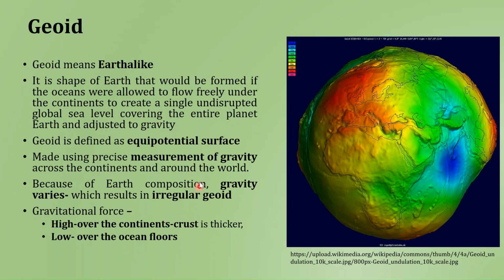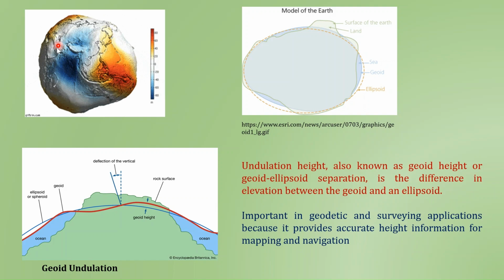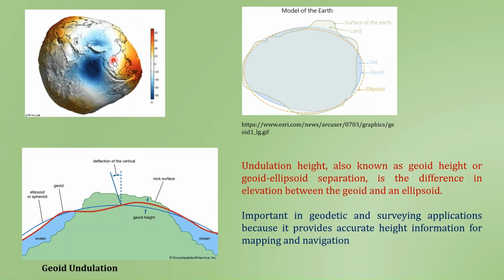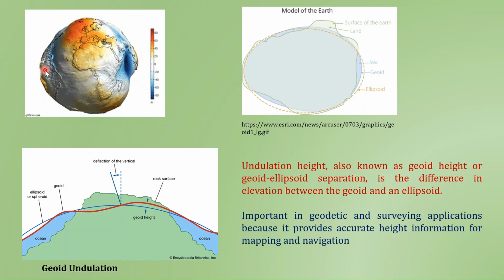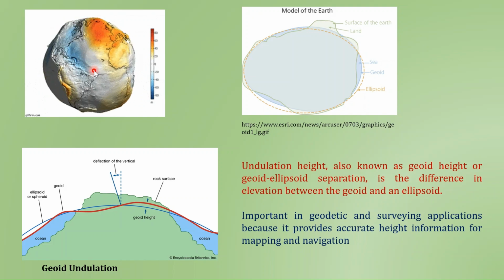Because of the earth's composition, the gravitational force varies. It is high over the continents because the crust is thicker, and low over the ocean floors, and this results in the irregular geoid. Thus, a geoid model is created which represents the mean sea level of the earth, and it is used as the reference surface for measuring elevations.